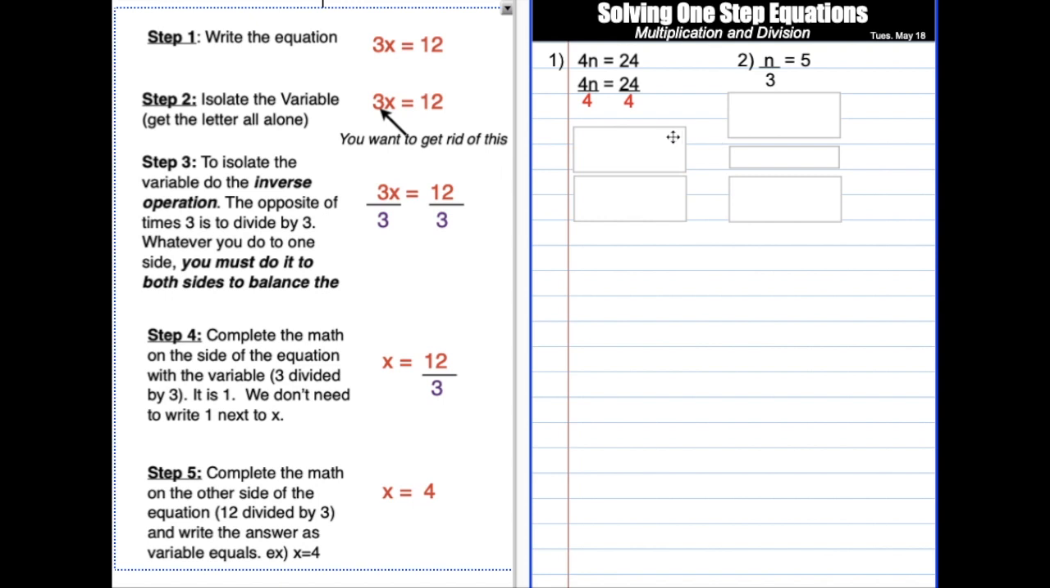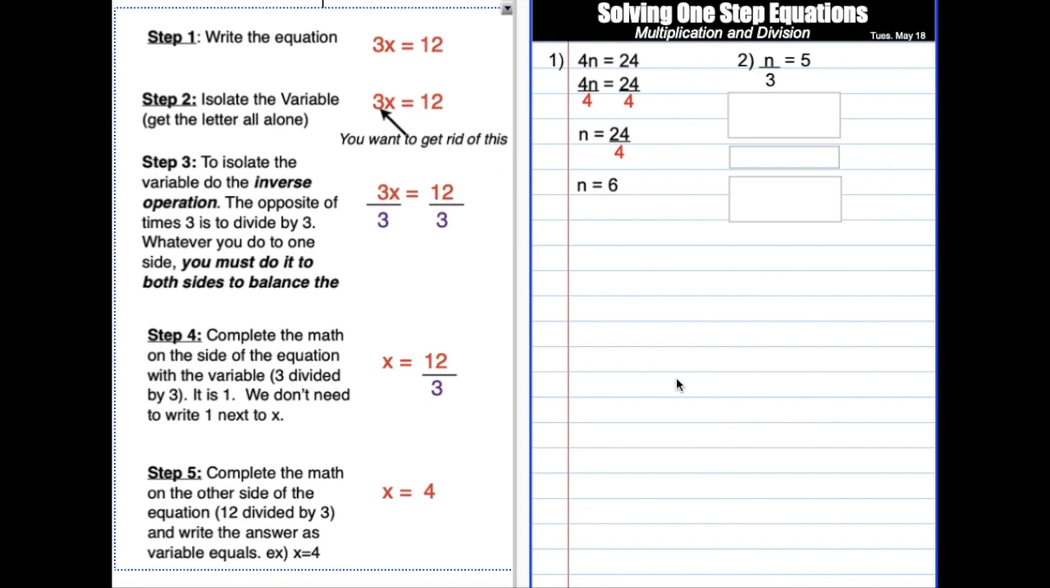On the next line, I'm going to do the next step. I'm going to complete the math on the side of the equation with the variable. So 4n divided by 4 is just 1n, and I don't need to write the 1 because 1 times any number is the same. So now I have n equals 24 divided by 4. And the last part is to complete the math on the other side. So I'm going to do this 24 divided by 4, and now I have n is 6. And I know this to be true because 4 times 6 is 24.